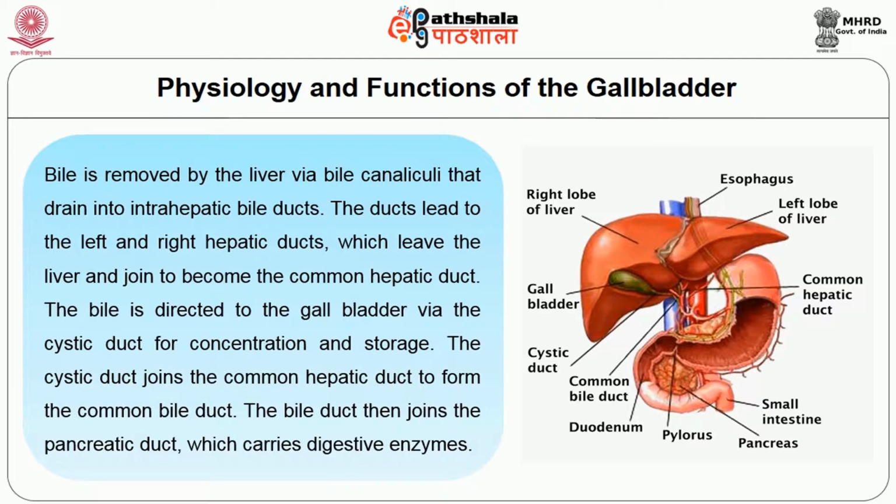The ducts lead to the left and right hepatic ducts, which leave the liver and then join to become the common hepatic duct. The bile is directed to the gallbladder via the cystic duct for concentration and storage. The cystic duct joins the common hepatic duct to form the common bile duct. The bile duct then joins the pancreatic duct, which carries digestive enzymes.